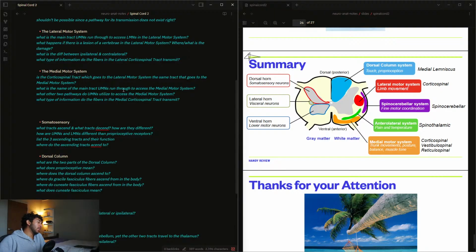The lateral motor system, they go through the corticospinal tract. If there's a lesion of the vertebrae in the lateral motor system, what is the damage? Well, if there's a lesion in the lateral motor system, they would be unable to move their legs. Even if they were trying to send signals, they would be unable to move their legs, I believe.